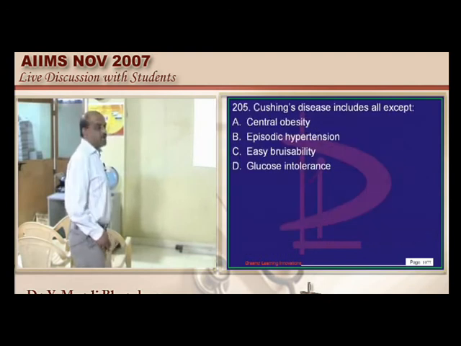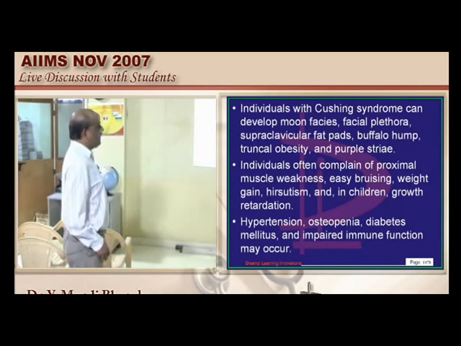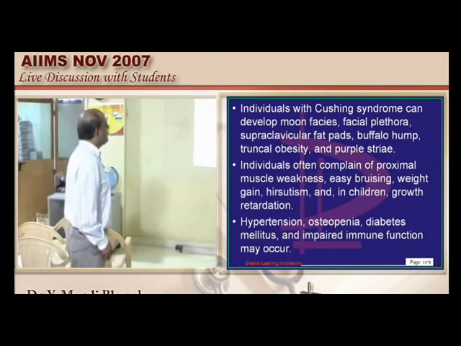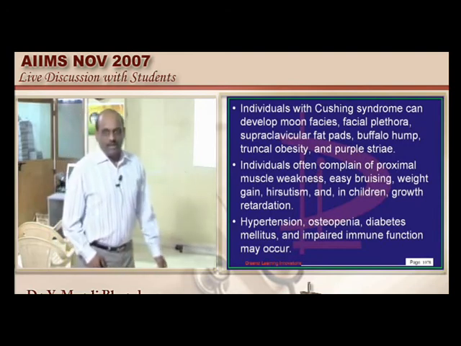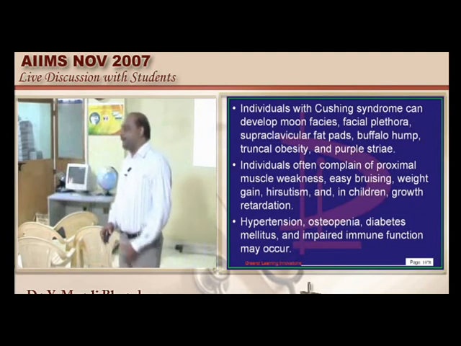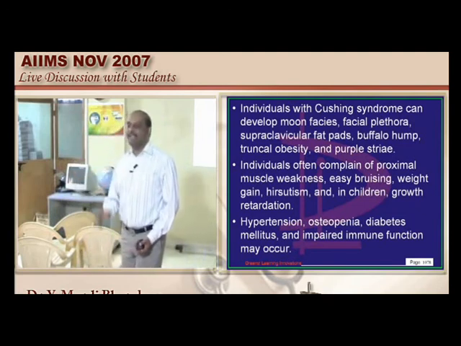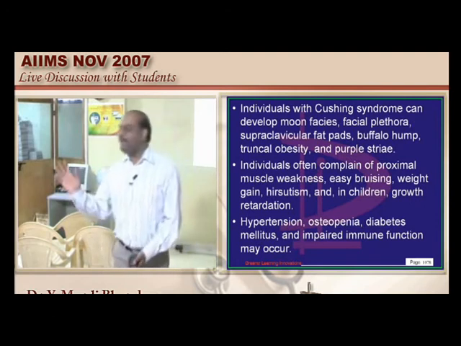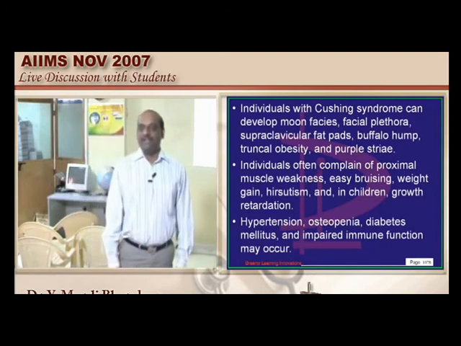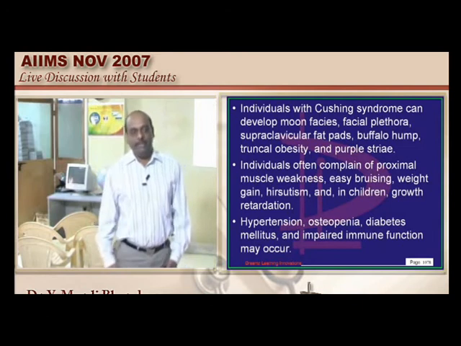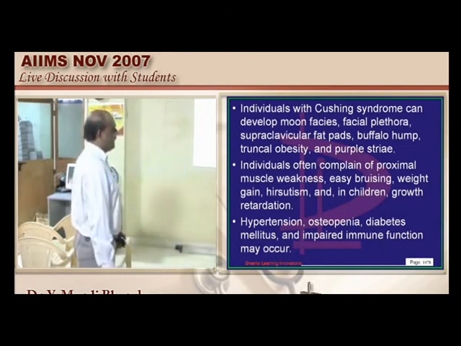Cushing's disease has got central obesity, easy bruisability, glucose intolerance, even hypertension also. Then what is the option available? Only probably the examiner is trying to talk on the adjective episodic. Episodic is a term which you can use classically for pheochromocytoma, not always for everything. So that's the reason possibly B could be the answer here.